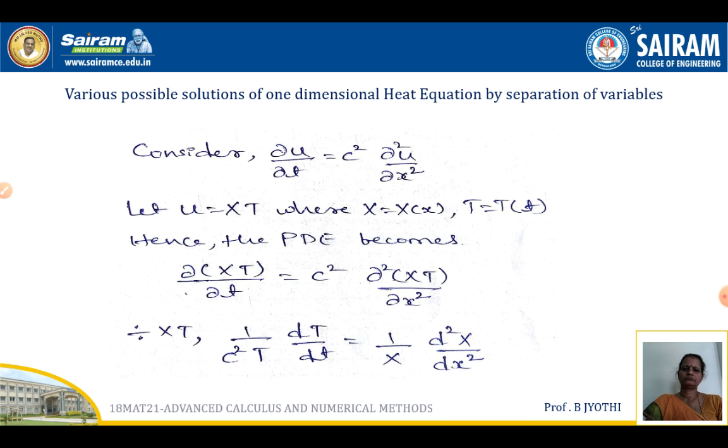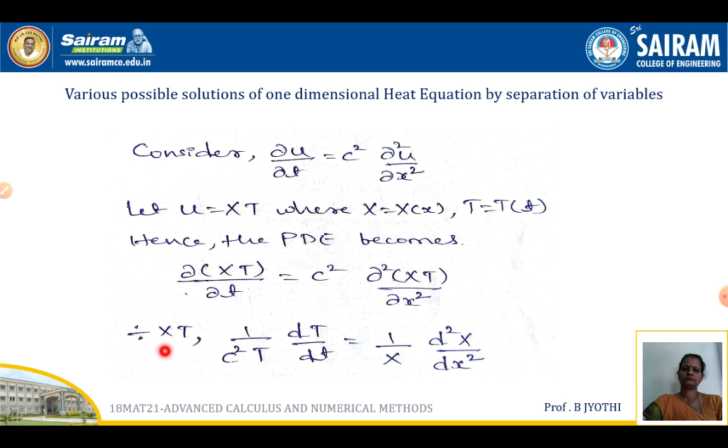So consider the equation dou u by dou t equals c square dou square u by dou x square. Let u equal XT, where X is a function of x and T is a function of t. Hence the PDE becomes dou of XT by dt equals c square dou square XT by dou x square. Same way as I have explained in the last slides, how to do the derivative of this: when X is taken outside, it will be dT by dt. So you will be getting X into dT by dt.